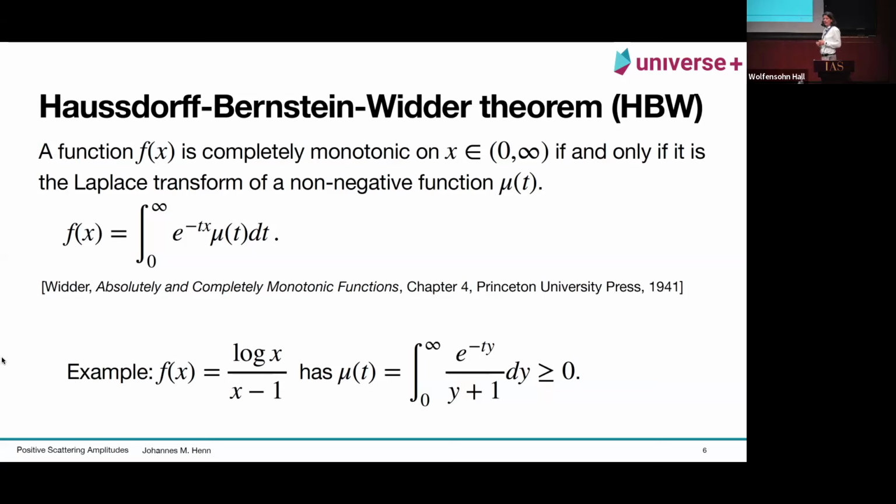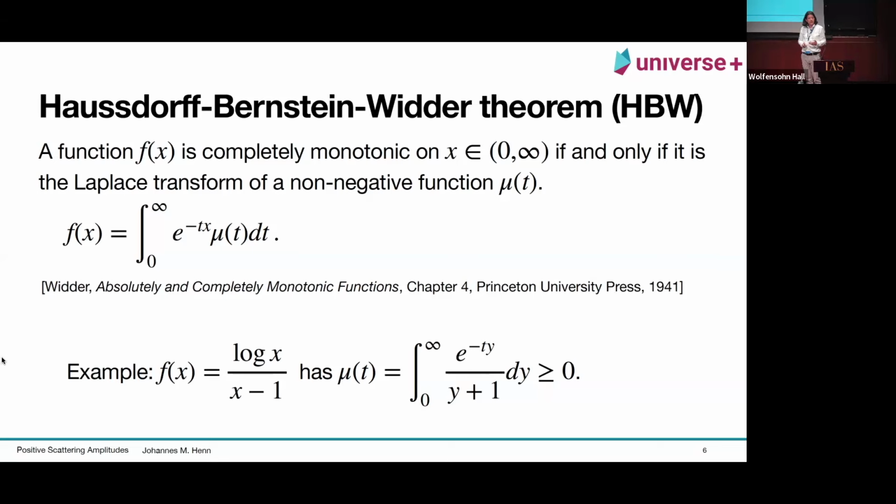So for example, that allows us to see very conveniently the CM property of one of the examples I had earlier. So this function here, you can convince yourself that it has this Laplace transformation, or in other words, if you plug this in here, you get back that function. And since this is manifestly positive, the condition is satisfied.